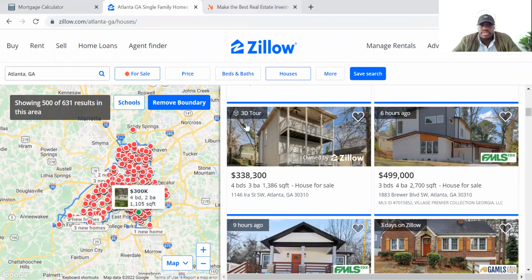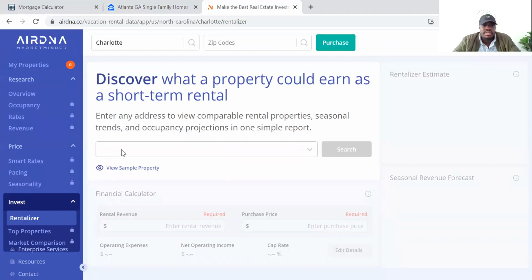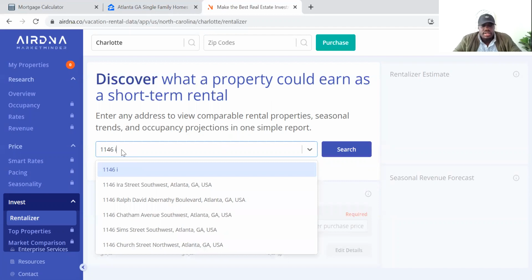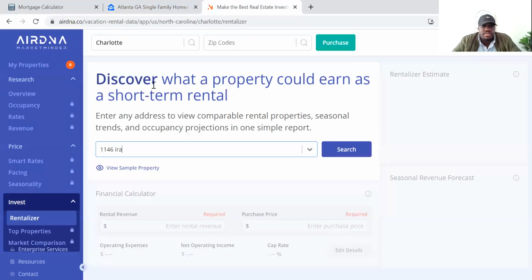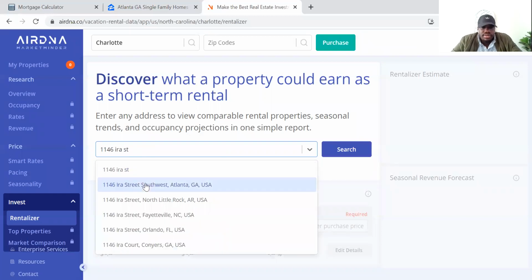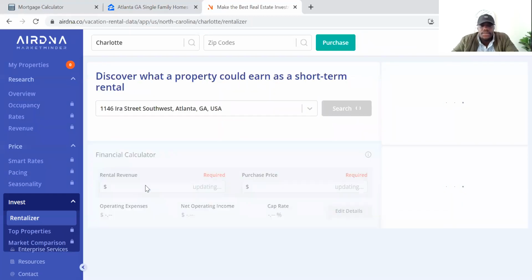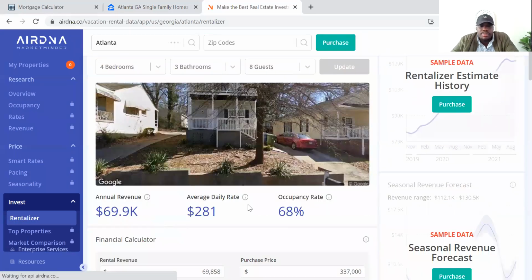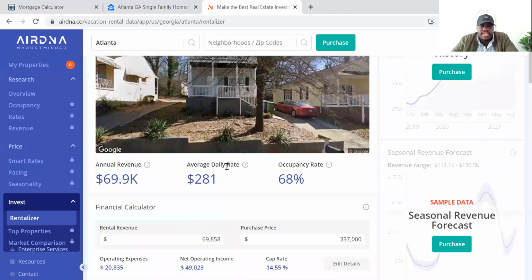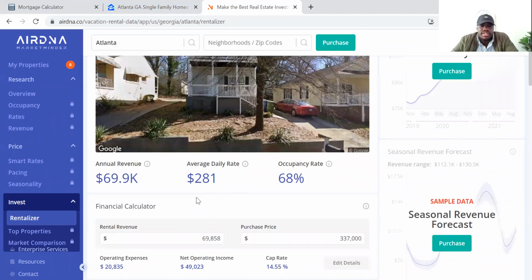So let's look at this deal first. So we have 1146 Ira Street, Southwest Atlanta, Georgia, 30310. There we go, it says this one. Okay. So looking at this property, the property assumes a 68% occupancy rate, average daily rate of $281 a day.